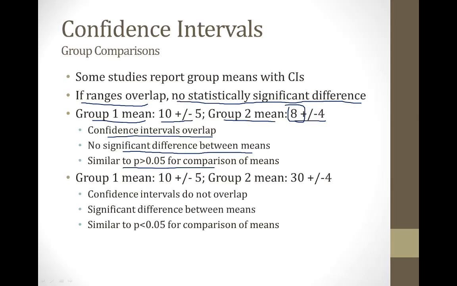Just to finish our example, imagine for a second case that group 1 had a mean of 10 plus or minus 5 and group 2 had a mean of 30 plus or minus 4. You can see that 10 plus or minus 5 does not come anywhere near 30 plus or minus 4. These two intervals do not overlap. This means that there's a significant difference between the means, and this is similar to p being less than 0.05 for a comparison of means. And that concludes our module on tests of significance.